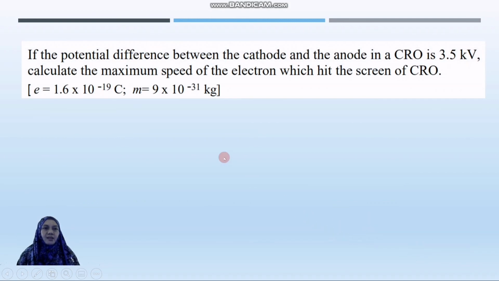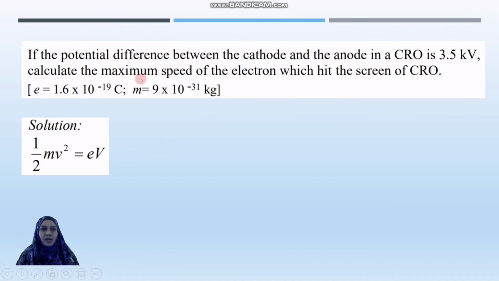Okay, and the third example, if the potential difference between the cathode and the anode is given as 3.5 kilovolt, calculate the maximum speed of the electron which hits the screen of the CRO. You are given e and m in the bracket. So how to find the speed or the maximum speed, which is v? Again, this is the conversion of energy that occurs, kinetic energy equal to electrical potential energy.